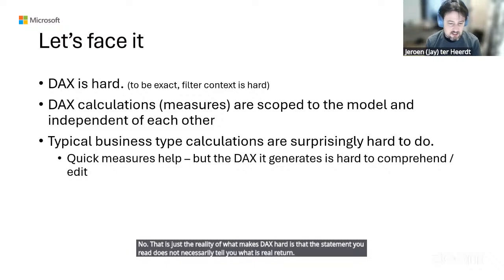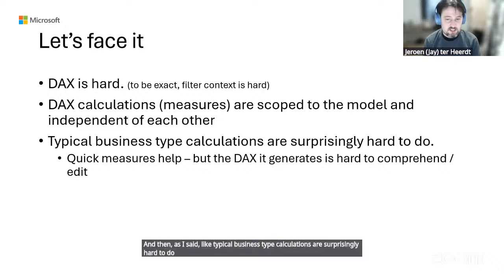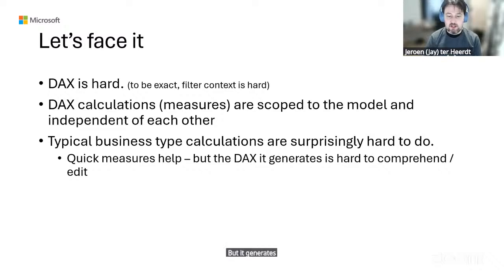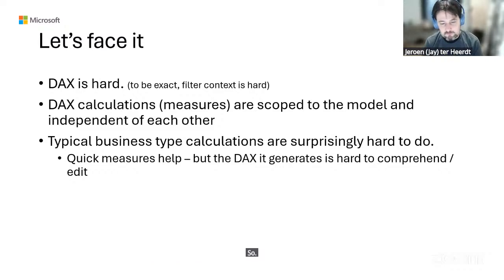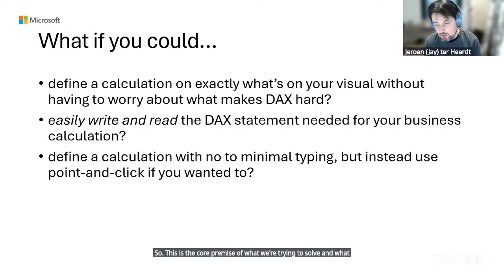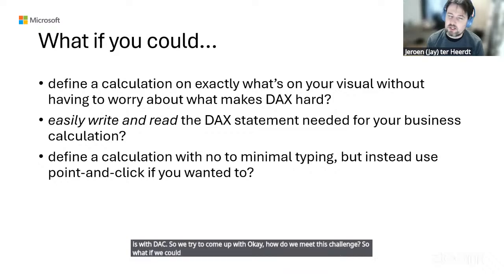And then, as I said, typical business type calculations are surprisingly hard to do. Quick measures exist, but the DAX it generates is hard to comprehend and to edit. Referring to what came before is actually the reason why typical business type calculations are really hard to do. So this is the core premise of what we're trying to solve and what the issue is with DAX. So we try to come up with, okay, how do we meet this challenge? What if we could do away with this complexity without sacrificing any of the power?